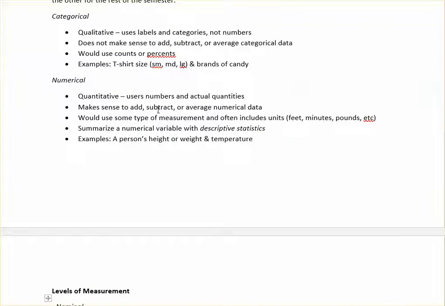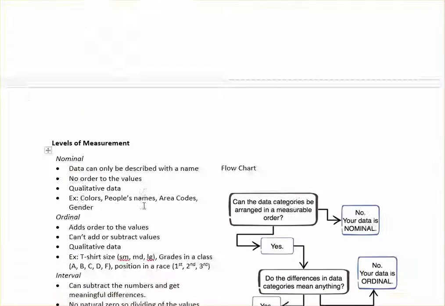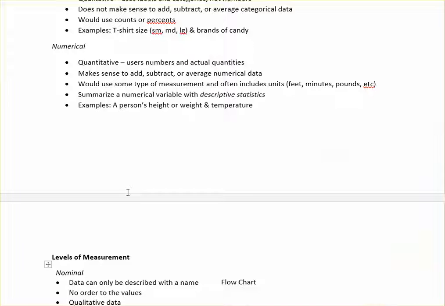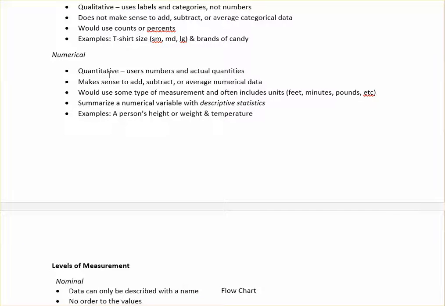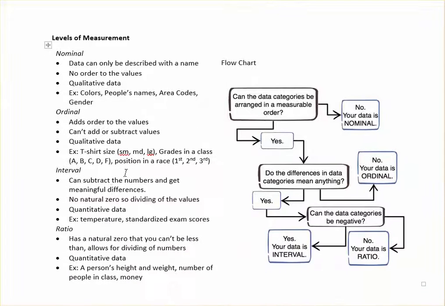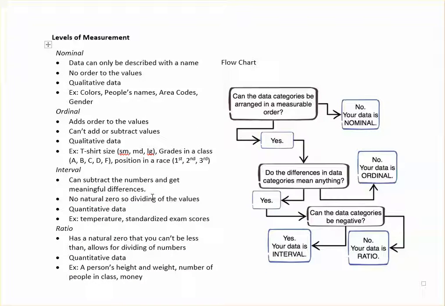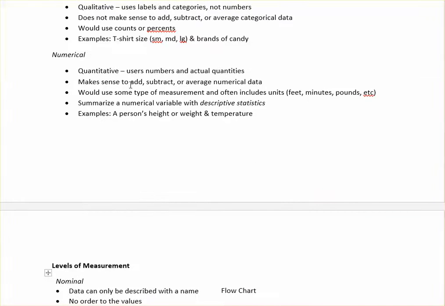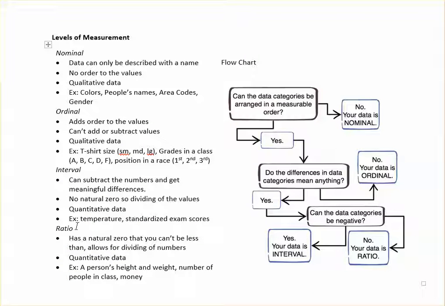So if you can subtract the numbers, that means we're dealing with numeral data. So interval data is often also numeral data. There is no natural zero, so you can't divide the variable values. You've got quantitative data, so once again, quantitative, numeral. Examples are temperature and standardized exam scores.